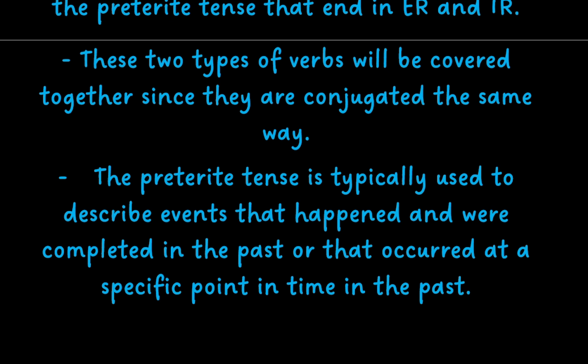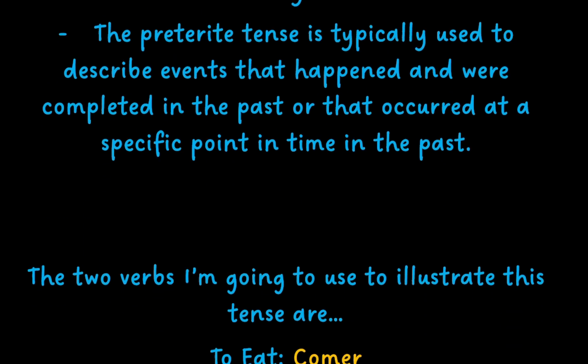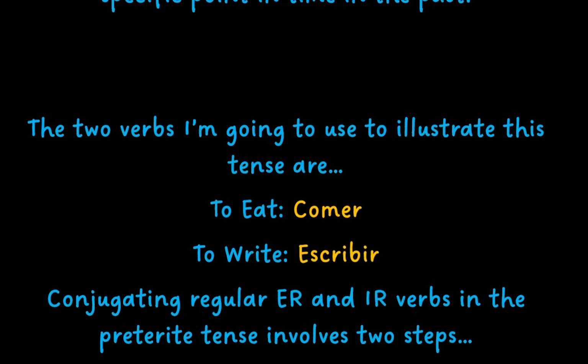The preterite tense is typically used to describe events that happened and were completed in the past, or that occurred at a specific point in time in the past. And the two verbs I'm going to use to illustrate this tense are to eat, which is comer, and to write, which is escribir.